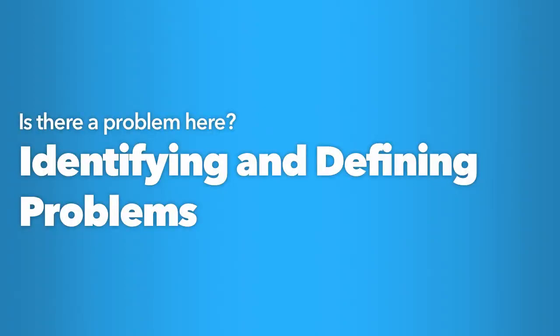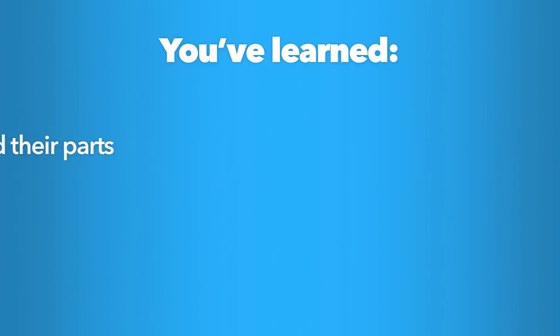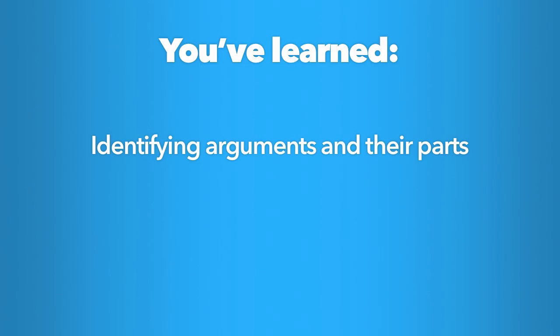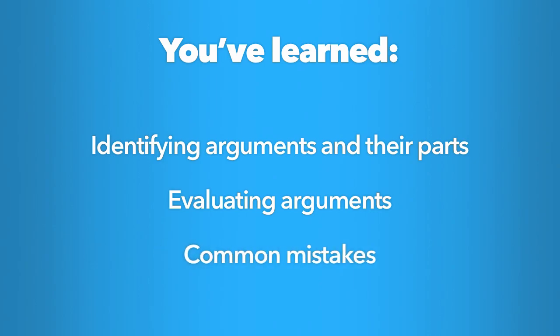Is there a problem here? Identifying and defining problems. At this point, you've learned a lot about the process of critical thinking. You've learned how to identify arguments and their parts, how to evaluate both the parts and the whole argument, and what common mistakes you need to be aware of when evaluating arguments made by others or crafting your own argument.